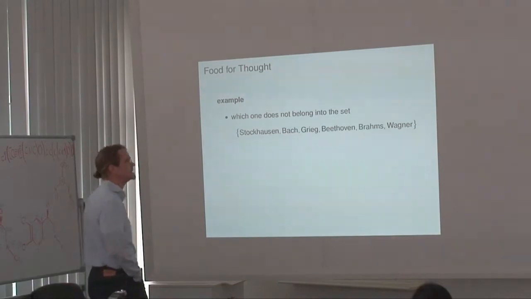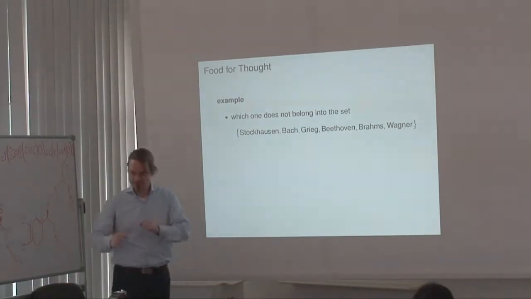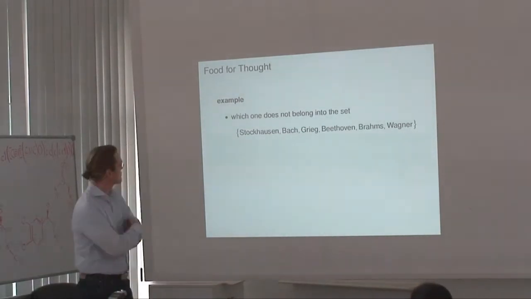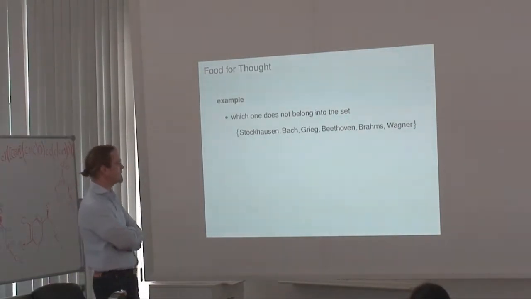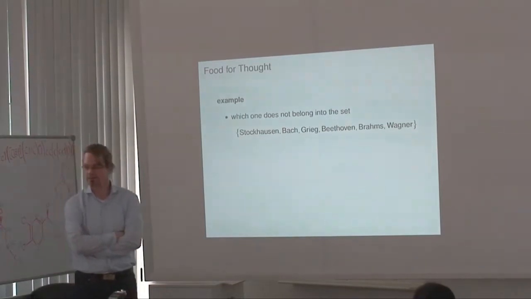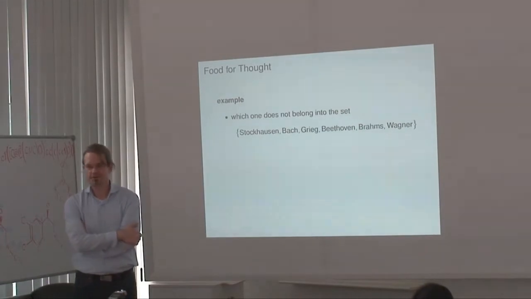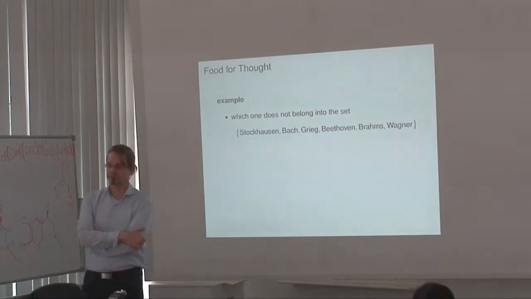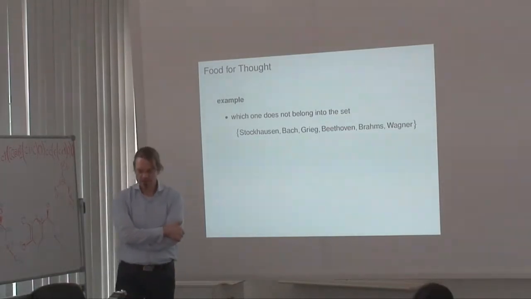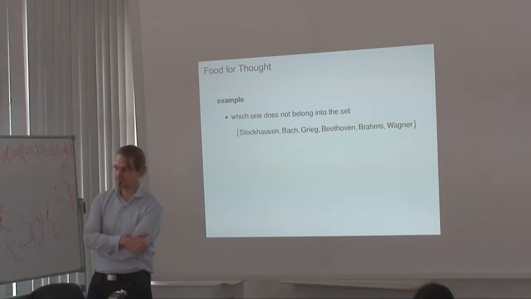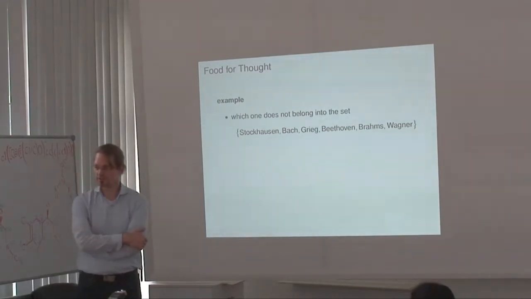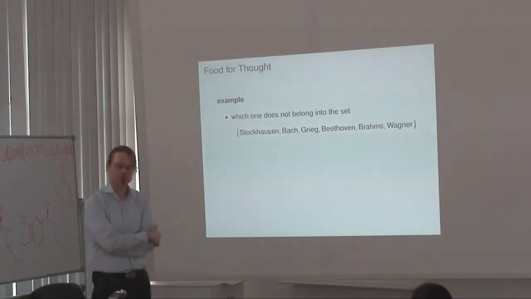That was fun. Let's switch gears a bit. Which one does not belong into this set? We have Stockhausen, Bach, Grieg, Beethoven, Brahms, and Wagner. First of all, what is this? Yeah, it's a set of names of composers, and I have already heard Stockhausen. Why would you say Stockhausen? I know that the other guys are composers. I don't know. Stockhausen is a composer as well.